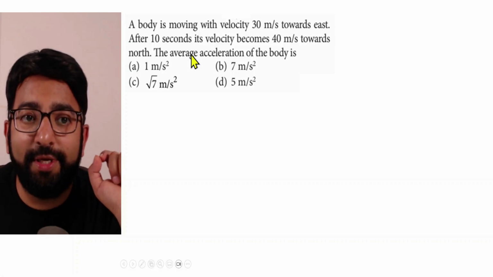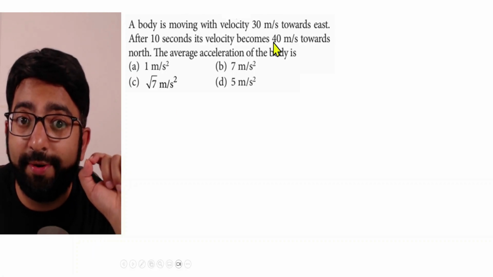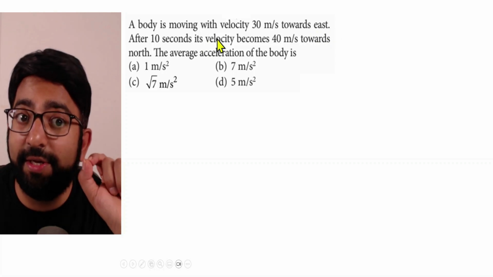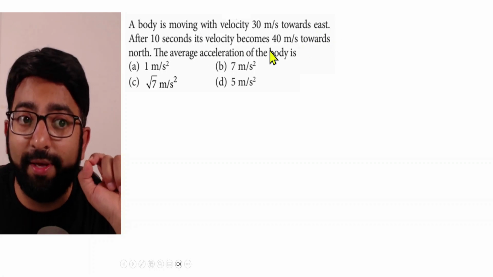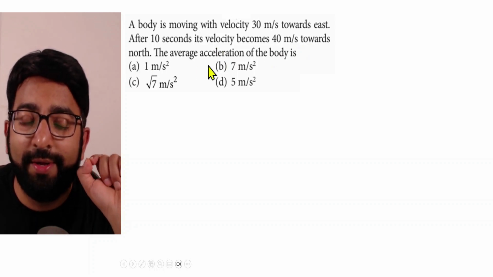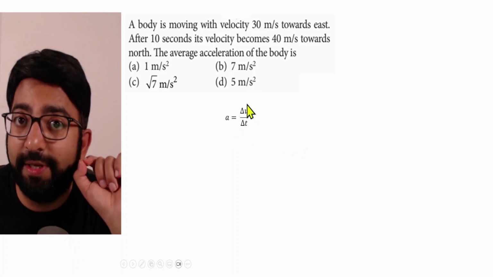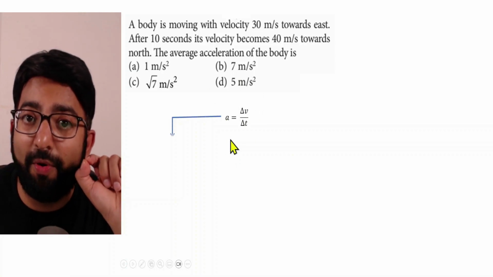So the question mentions a body is moving with a velocity of 30 meters per second towards the east. After 10 seconds, its direction changes. So velocity becomes 40 and the direction is towards the north. The question is find the average acceleration. The formula for acceleration we know is change in velocity upon time.